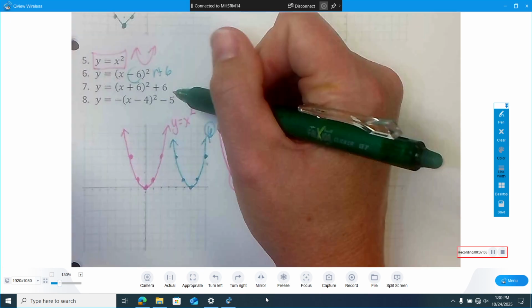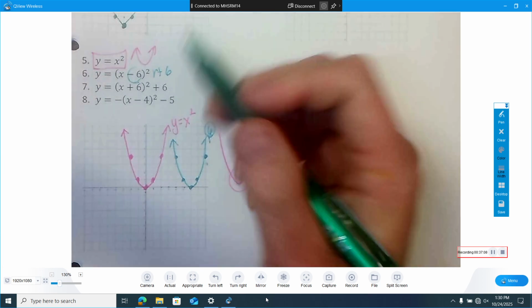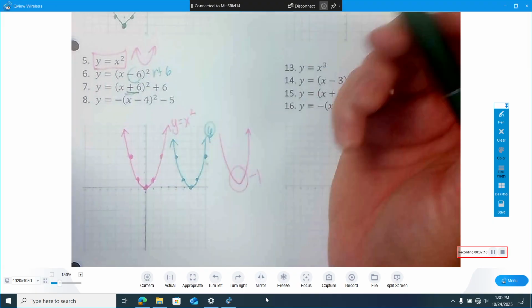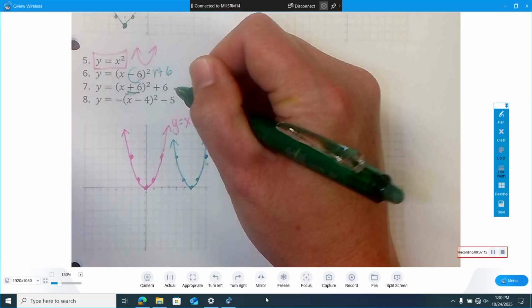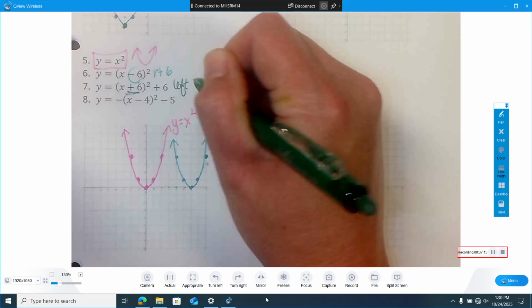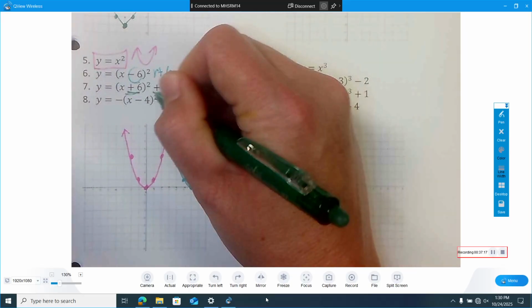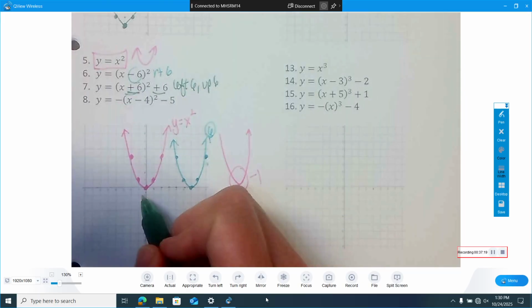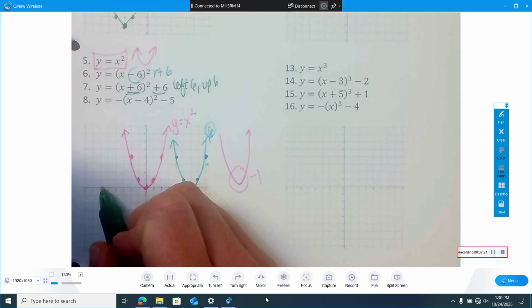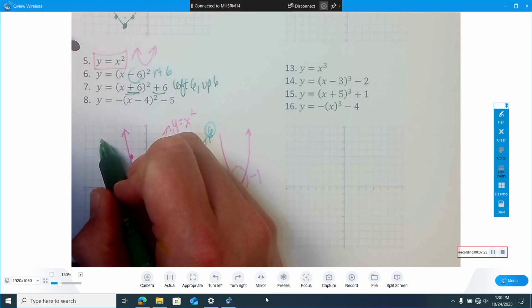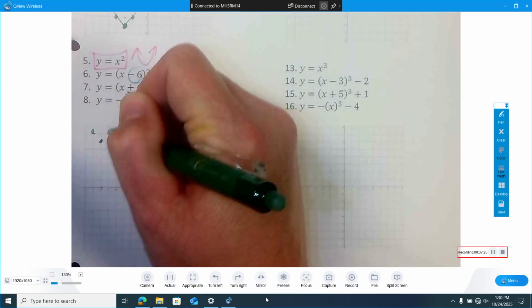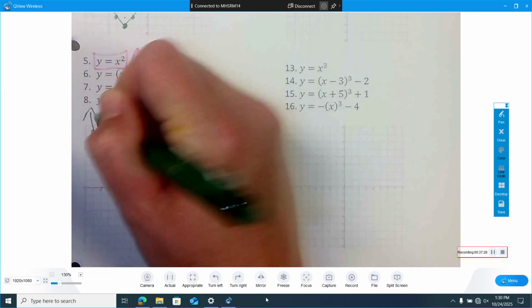What does number 7 do? What does the x plus 6 do? Left 6 and up 6. Yeah, left 6 and up 6. So left 6, up 6. And then I can't do all the points, but that's okay. We get the idea. So there's number 7.